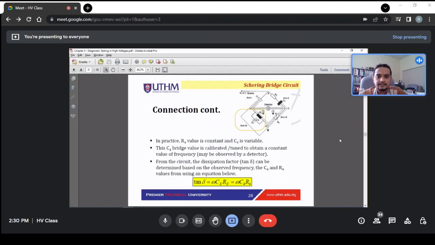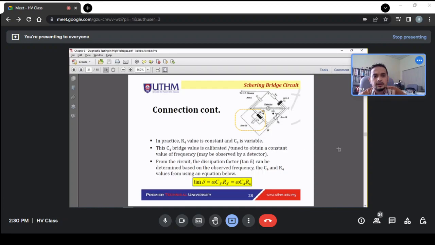In practice, this is how we can calculate the tan delta. We use the formula tan delta equals omega Cx Rx, equal to omega C4 R4. This means that the parameters that determine the tan delta are directly affected by the values of C4 and R4, which are in arm 4. Arm 4 components are arranged in parallel, right?